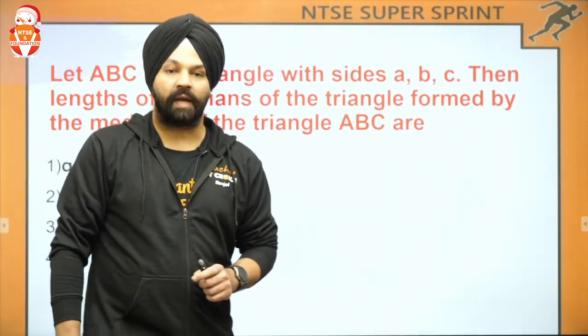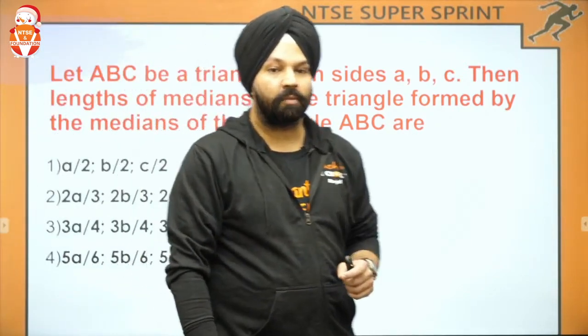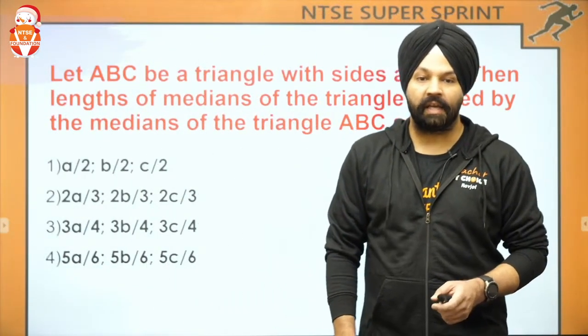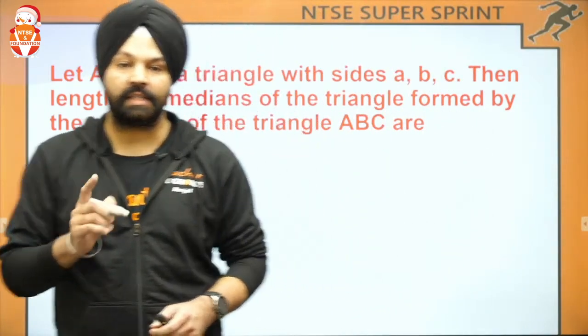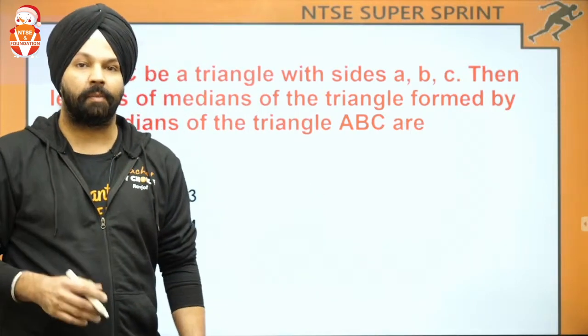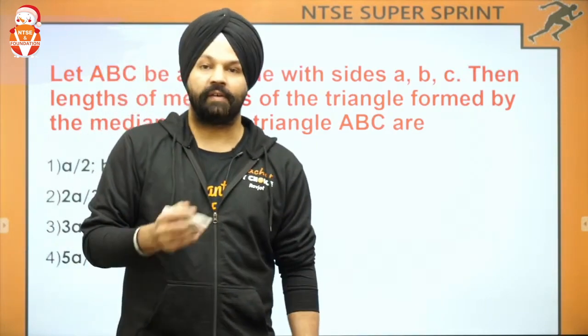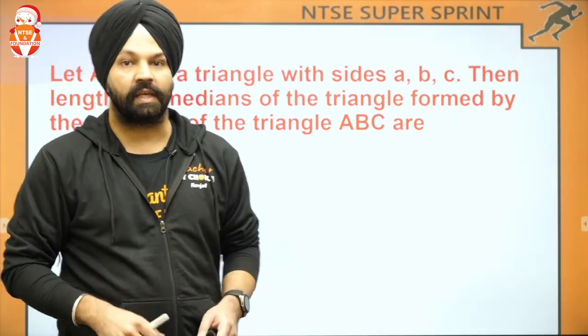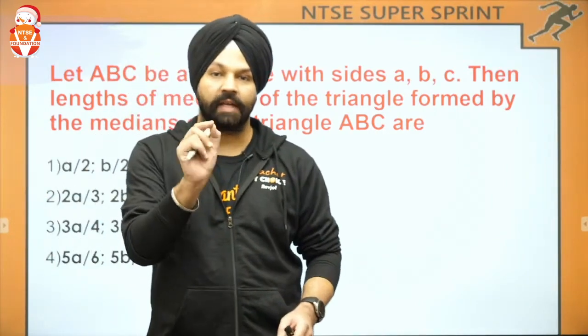let ABC be the triangle with sides a, b, c and then the lengths of the medians of the triangle formed by the medians of the triangle ABC are dash. Okay, so question आपको explain कर देता हूँ. NTSE stage 2 का question है ये and what I can recall is maybe 2016 या 19 का पेपर का है. This is pure NTSE question and the options were same when they were asked in NTSE. So what the question is saying? Question says ABC is a triangle whose sides are small a, small b, small c.